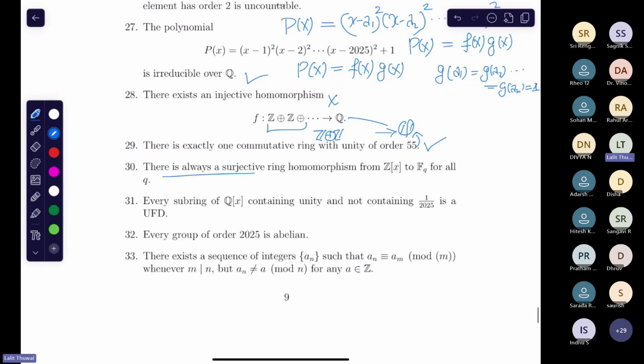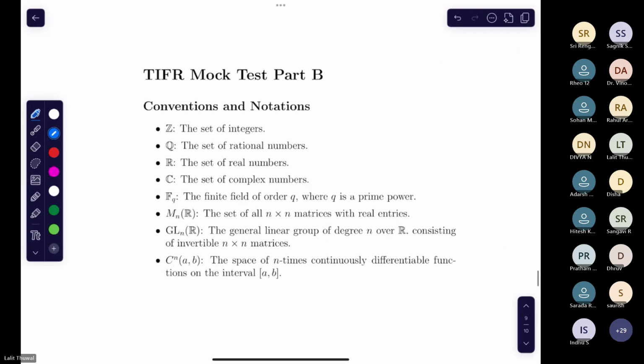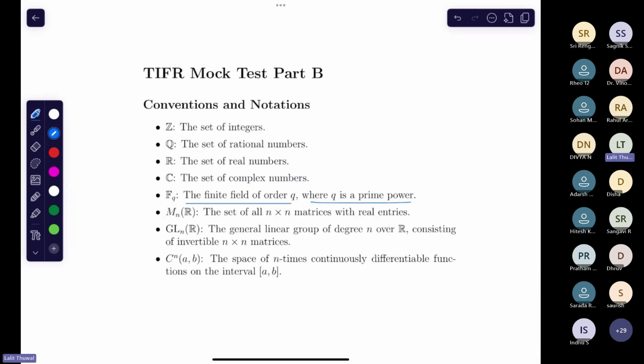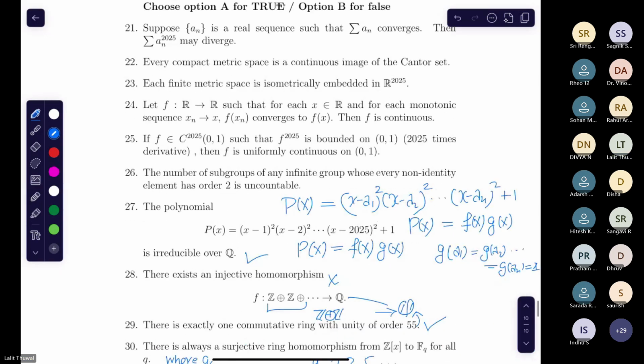So there is always a surjective ring homomorphism from Z[x] to F_q for all q, where q is, what is q here? Can anyone let me know? A prime power. Yeah, a prime power. Some of you think that it is a prime only. How many of you think that this is just prime? 2, 3, 5. You did not read the notations and conventions, I think. It is written here: q is a prime power. In that case, by mistake, you can correct it.